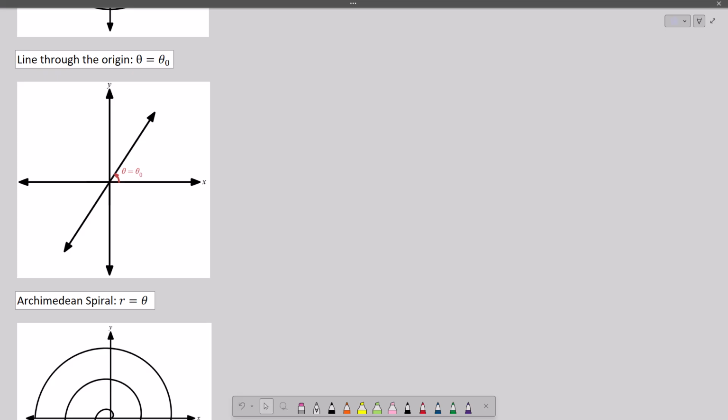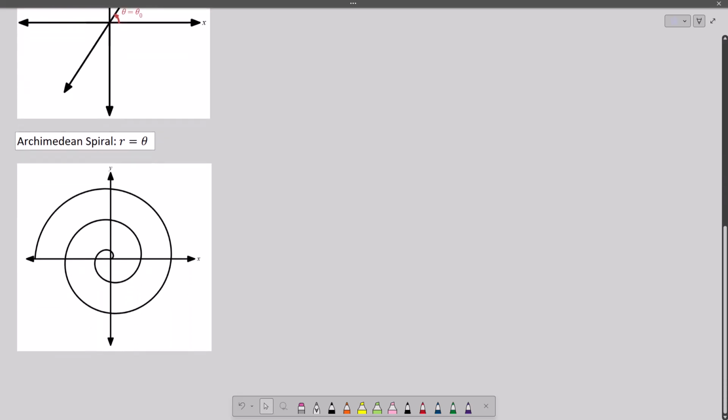Well, if r is positive, we would only get a ray. But if we allow this weird polar twist and say, let's allow negative radial values, then you would also get the ray in the opposite direction. So theta equals a constant angle is going to give you the entire line through the origin, based on whatever that constant angle is. So you'll get a whole line.